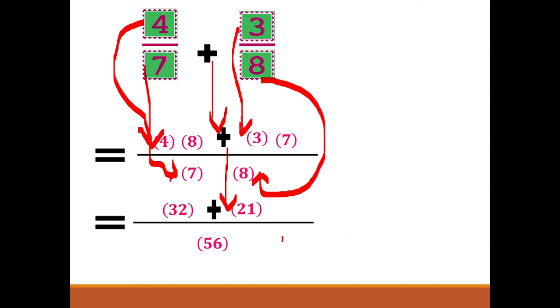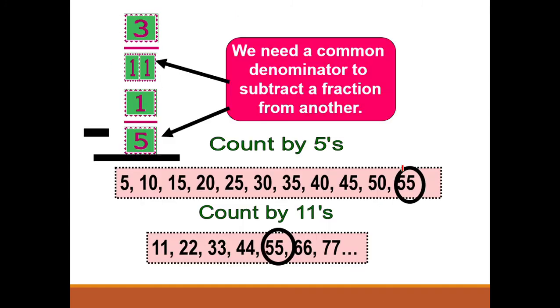Okay. So, 56 yun, yung ating denominator. 32 plus 21 is 53. Okay. So, this will be your final answer. Okay. Paano naman daw ang subtraction? Madali. Ganun din actually procedure.